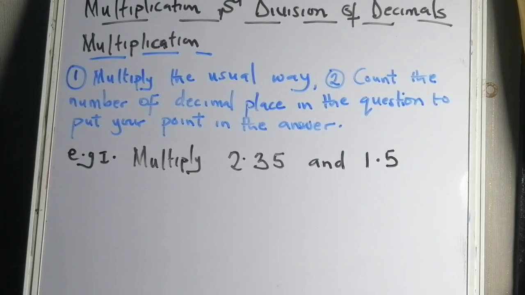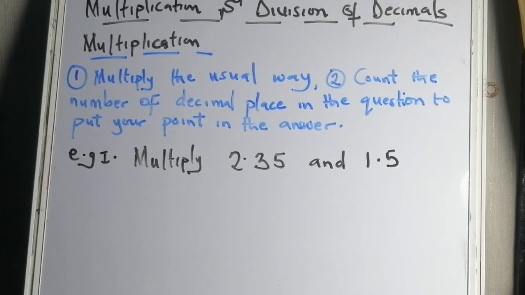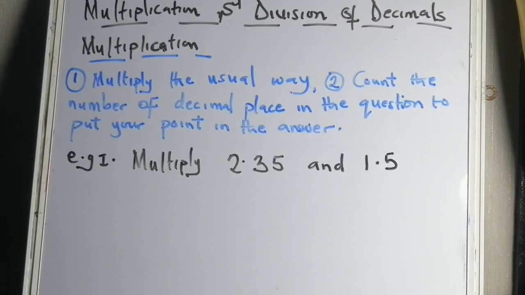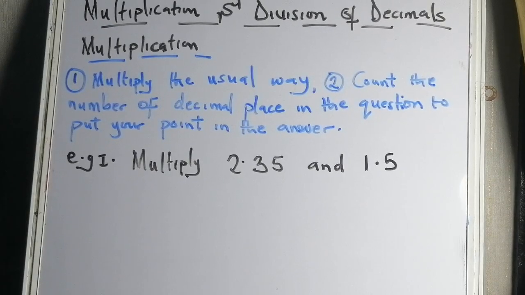Hello, ladies and gentlemen. This is approximation and estimation part 9. The subtopic under this part is multiplication and division of the decimals. For the first one, which is multiplication.